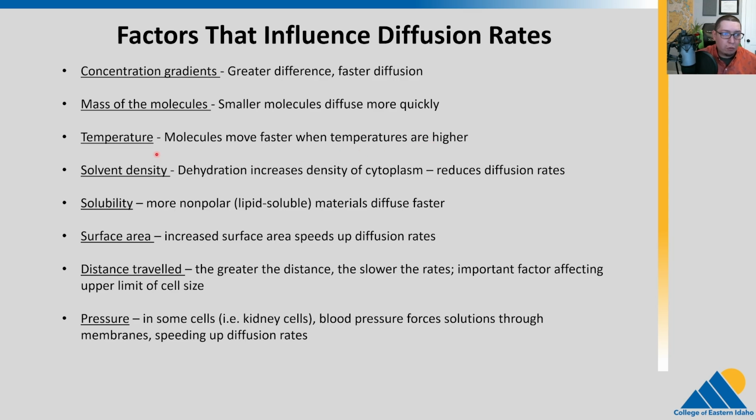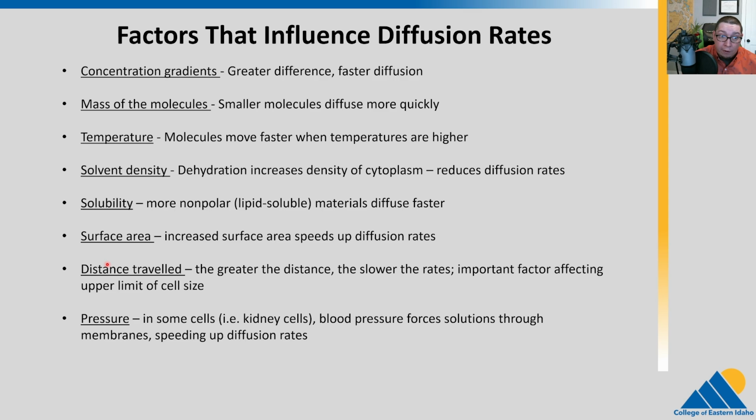The chemistry slows down. Solvent density. Like if you are losing water, your cytoplasm technically becomes more dense. That reduces the diffusion rate in and out of your cells. One of the reasons dehydration is not good for you, among many. Solubility. The more nonpolar or lipid soluble a material is, the faster it will diffuse across that phospholipid bilayer.